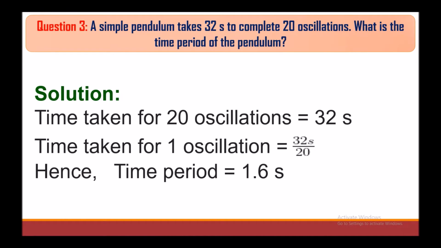Third question, a simple pendulum takes 32 seconds to complete 20 oscillations. What is the time period of the pendulum? So the answer is, time taken for 20 oscillations is 32 seconds. Time taken for one oscillation will be 32 seconds upon 20. Hence, the time period is 1.6 seconds. We will divide 32 by 20. We will get 1.6.